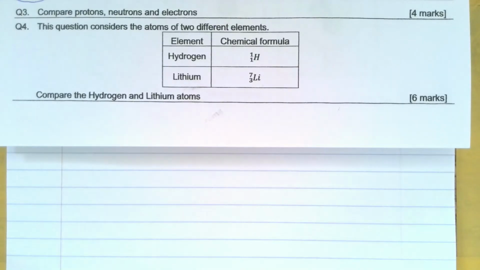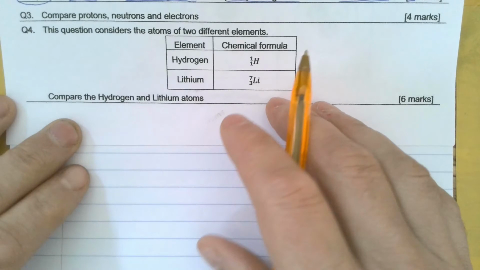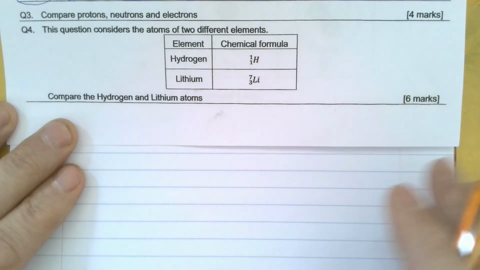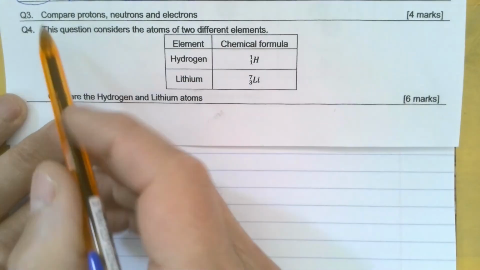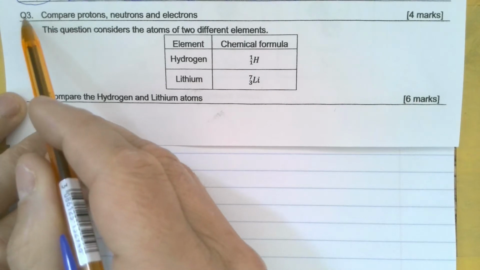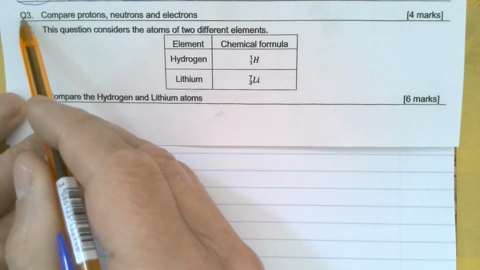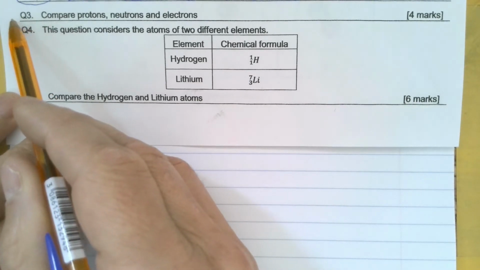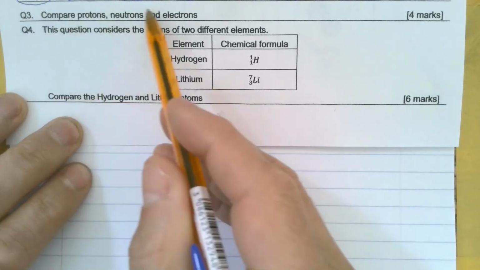Hello and welcome to this video looking at question 3 on the compare atomic structure walking talking mock. So a much simpler question here in terms of the space it takes up. So compare protons, neutrons and electrons.